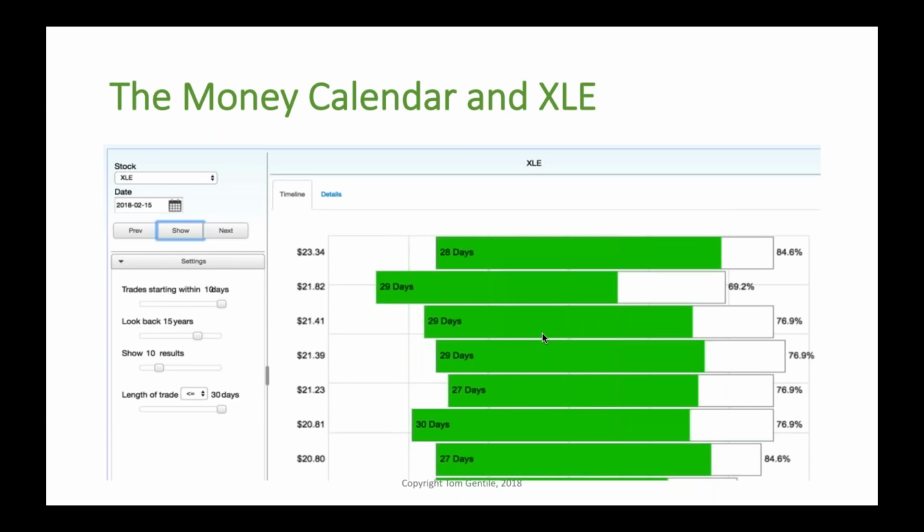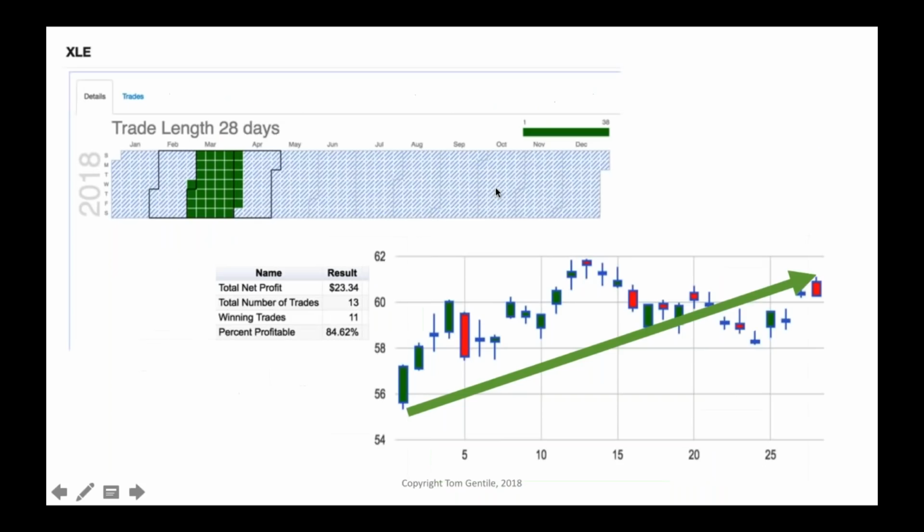This was XLE back in February. So remember, we had a couple things happening. We had the longer term pattern, but we were also seeing shorter term patterns that were up to 85% accurate that XLE was going to take off over the next couple of months. And so that's what we were using when we were looking at XLE, not only the long-term patterns, but the short-term patterns as well.